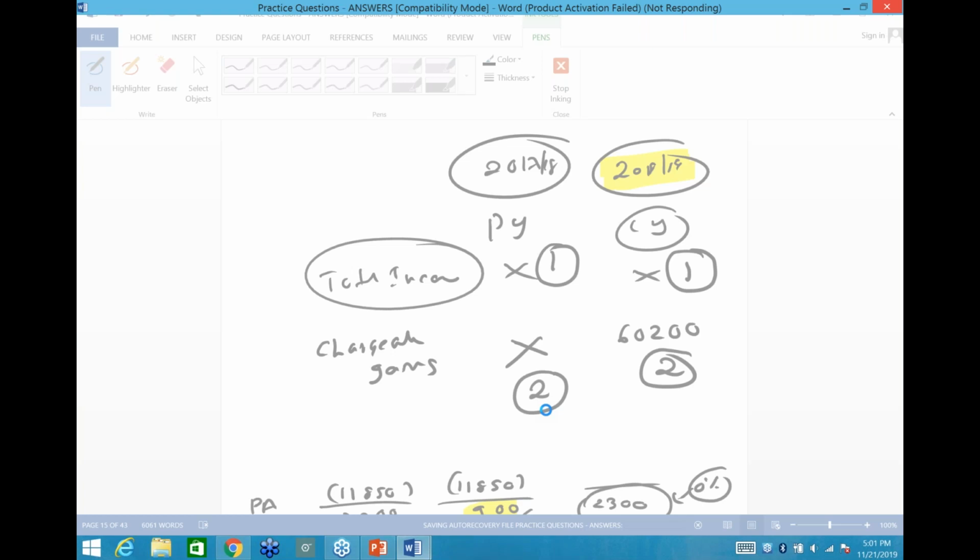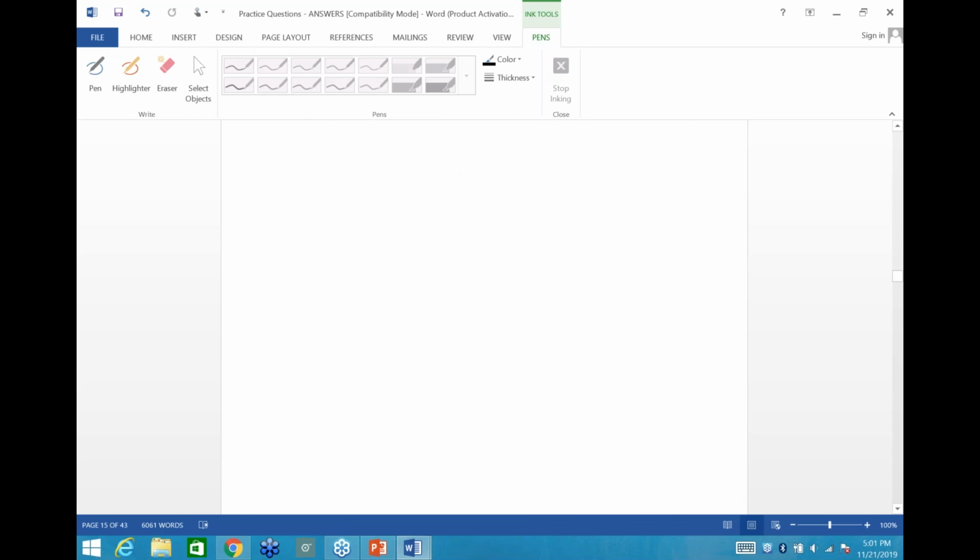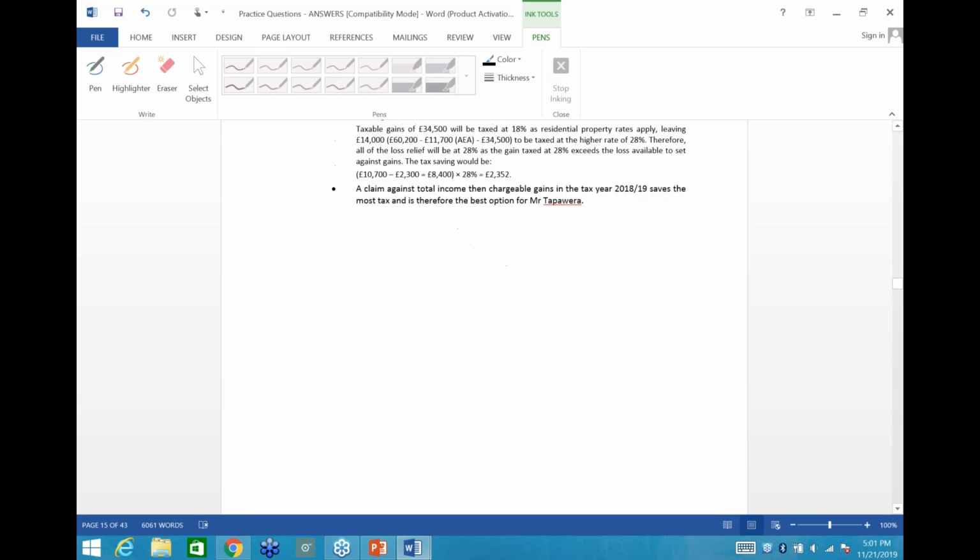Then what are the other reliefs available? You have only the terminal loss relief, relief against the total income of the current year and or the previous year, relief against the chargeable gains of the current year and or the previous year. No carry forward relief, no opening year relief, as this is not a newly started business. It's a business we are going to cease trading. So those are the answers for part B and part C.